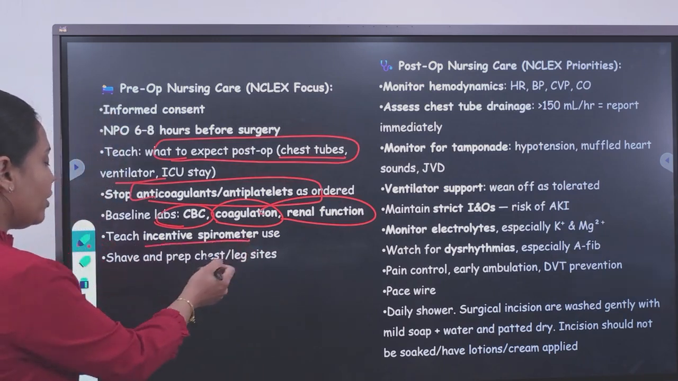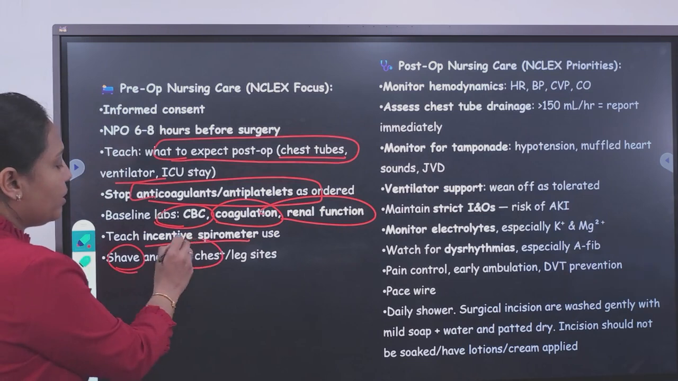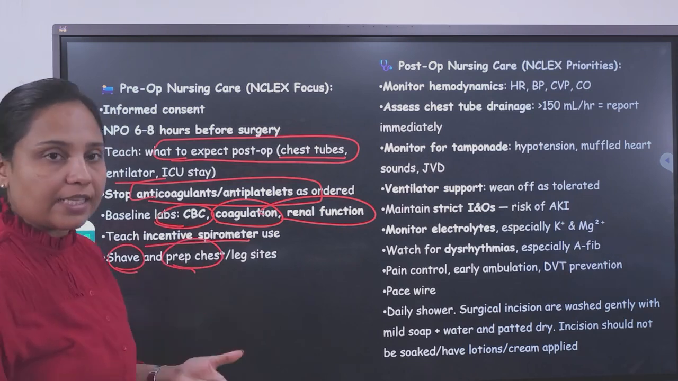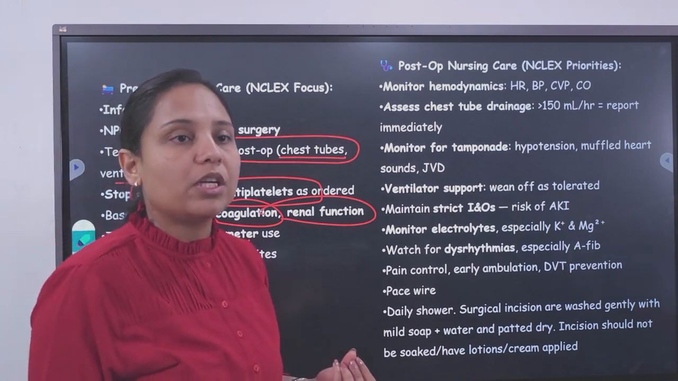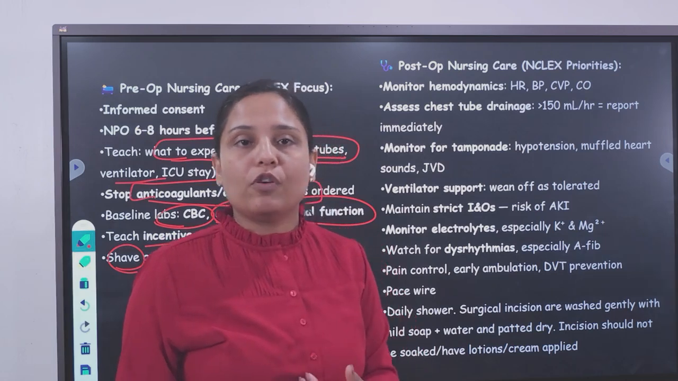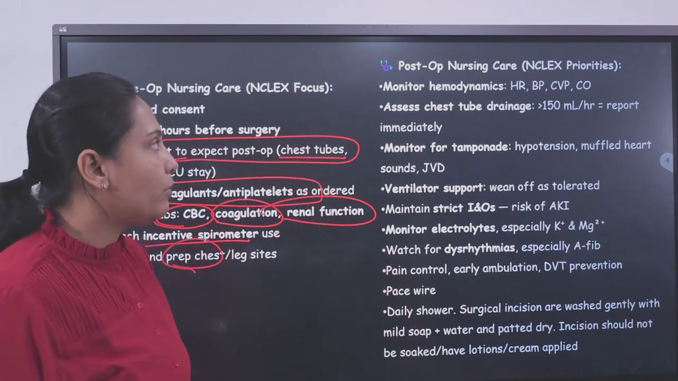Teach incentive spirometer, shave and prepare the area. Leg side where you are going to take out the graft, and also where you are going to perform sternotomy. So both the sides are going to be prepared.